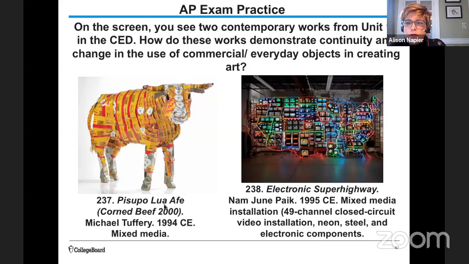So how do these works demonstrate continuity and change, which we know is something you've got to discuss on the AP exam? And I want you to think about how it reflects continuity and change in the use of the commercial object, the everyday object, in creating art. And you've got a lot you can work with here. Piscopolo Afe on the one side, and then of course, Electronic Superhighway on the right.